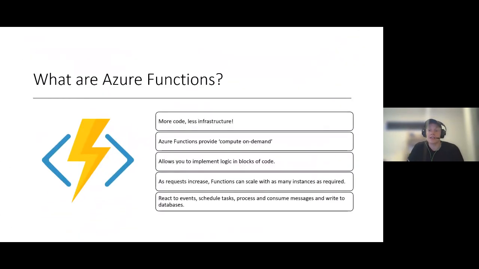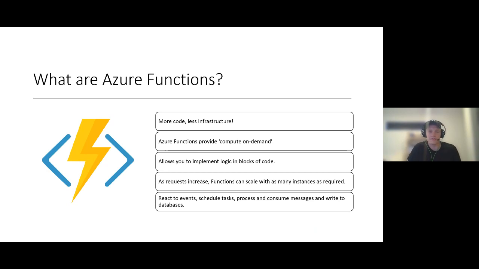And moving on to Azure Functions. Azure Functions is a serverless solution that allows us to just focus on writing our code, maintaining less infrastructure, and save on costs. Instead of worrying about deploying and maintaining servers, the cloud infrastructure provides us with all the up-to-date resources that we need to keep our applications running. It provides compute on demand, and it allows us to implement logic in blocks of code. And as our requests increase, functions can scale with as many instances as required.